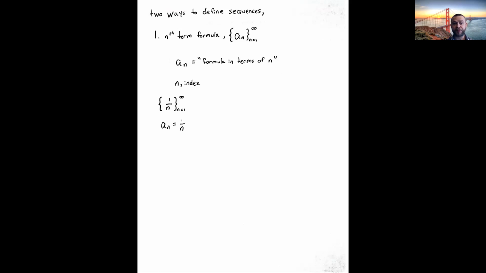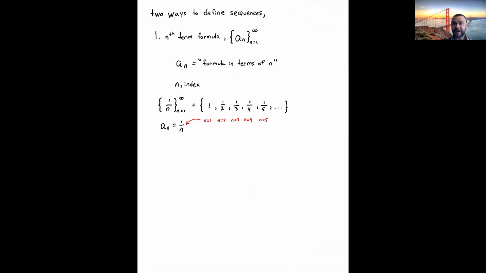Let's take a look at some examples for this nth term definition. Let's say we had the formula for a sub n defined as 1 over n. Notice the starting index starts with n equals 1. And if we just plug in 1 and then increase the index values one at a time, we get this sequence of numbers. The first term with n equals 1 is 1. Then we increment n to 2, plug that in, we get a half. Increment n to 3, we get a third. And then 1/4, 1/5, and so on and so on.